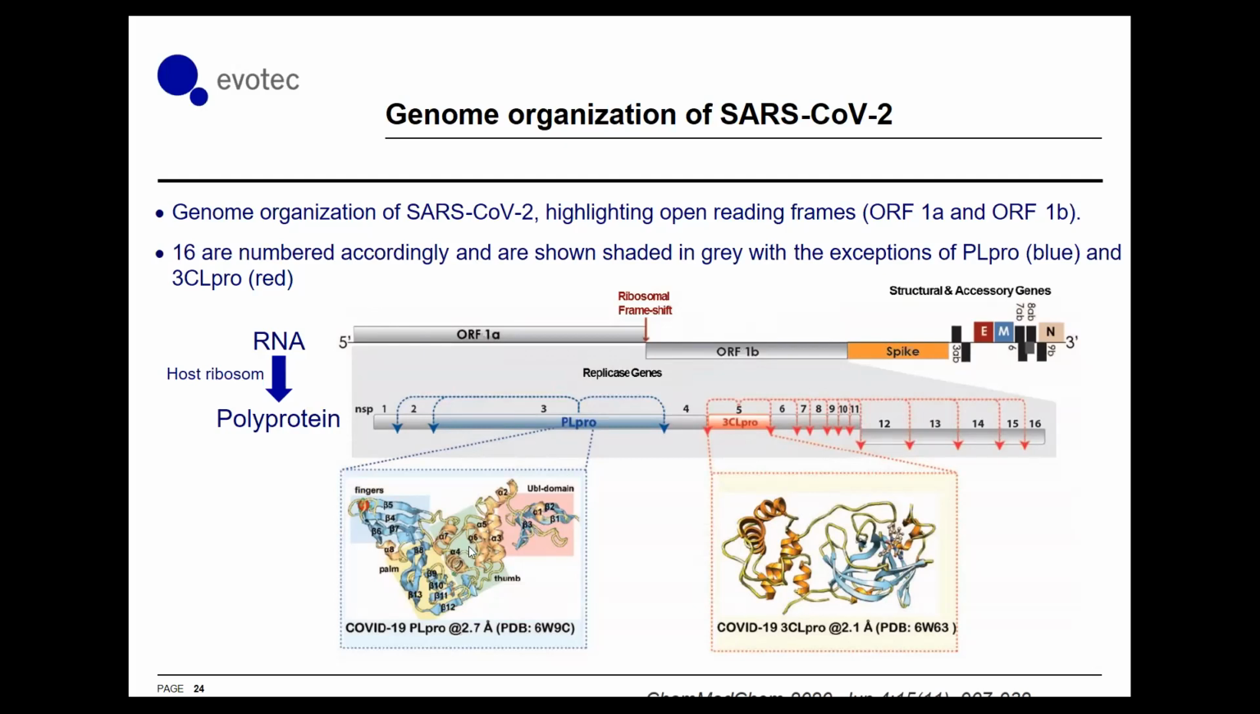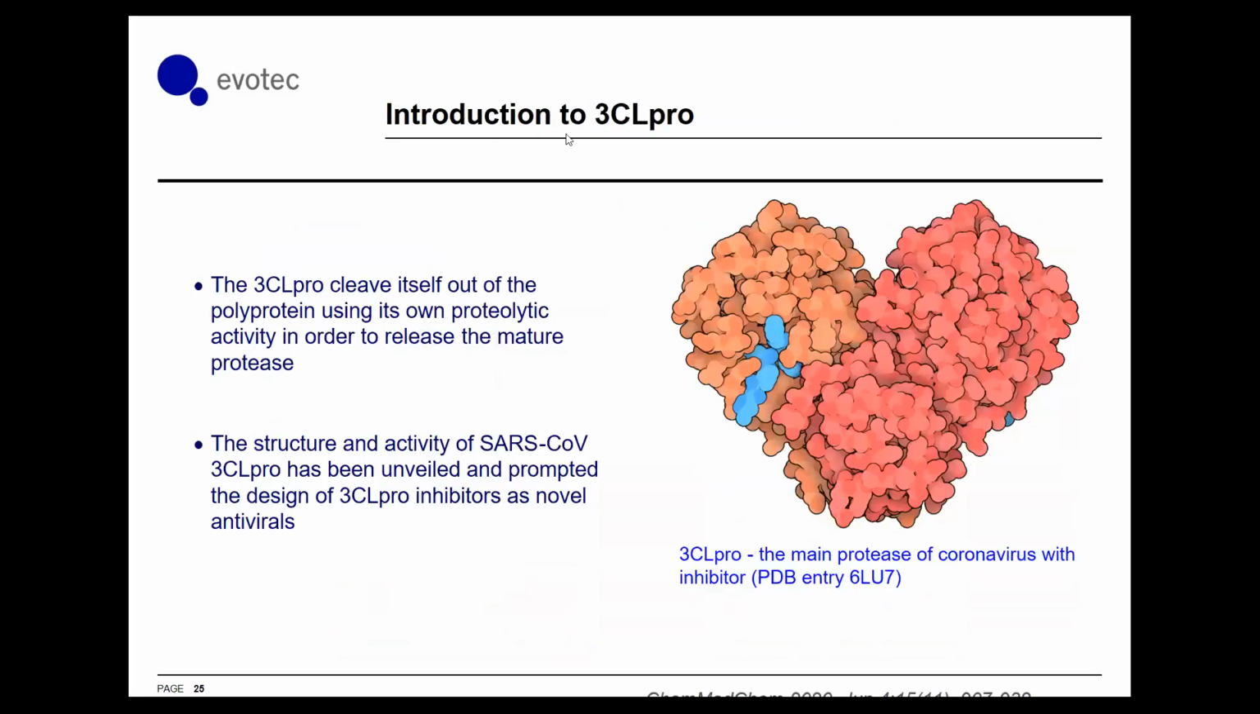So this is what is called 3CL Pro. This is one of the scissors. It looks like a lovely heart, but it is not, okay? It's a killing protein. It's the scissors that cut this long polyprotein, translated from RNA, into individual proteins.